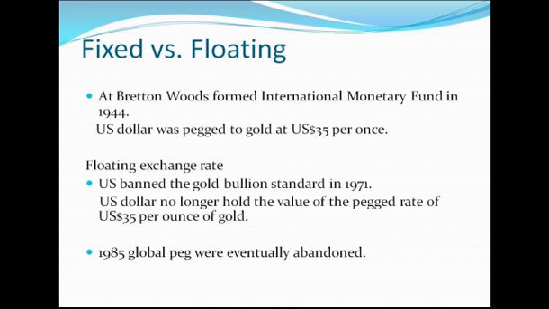After 1971, the US dollar abandoned the gold bullion standard. So the US dollar no longer held the value of 1 ounce equal to $35, and it started the floating exchange rate. Everything depends on demand and supply for different currencies. After 1985, the global peg system was eventually abandoned. We are in the floating exchange rate system today.